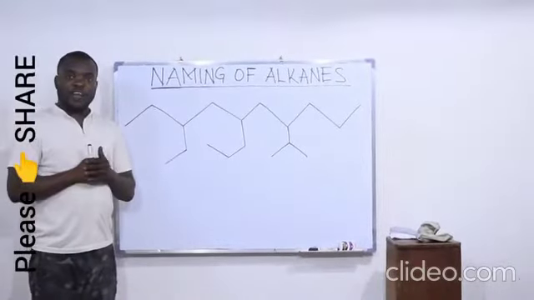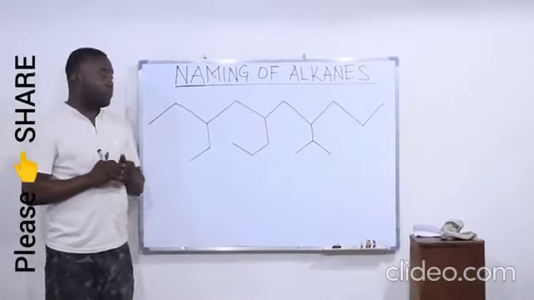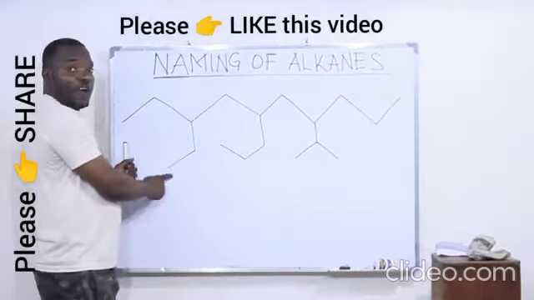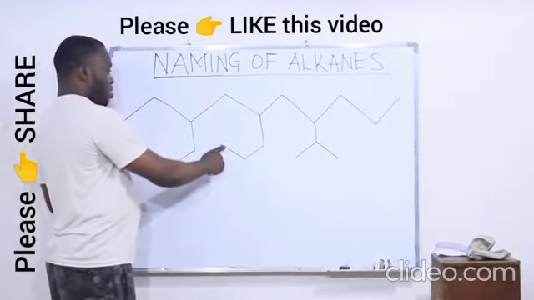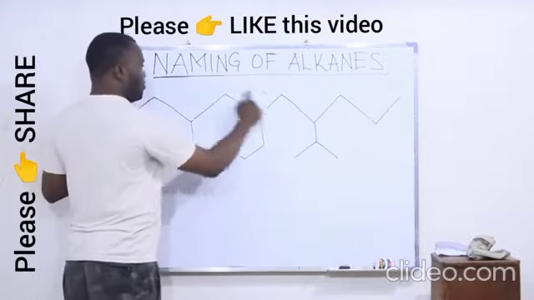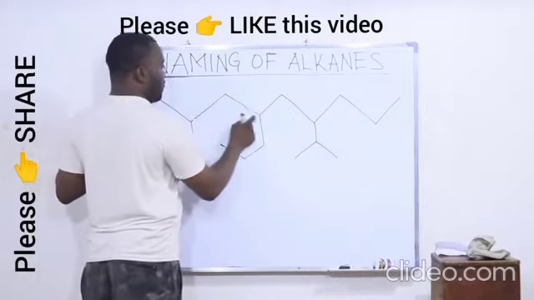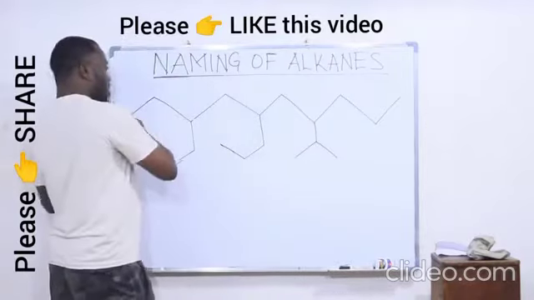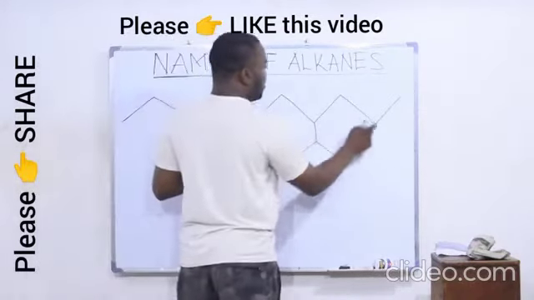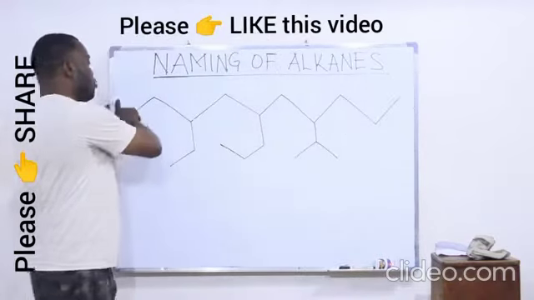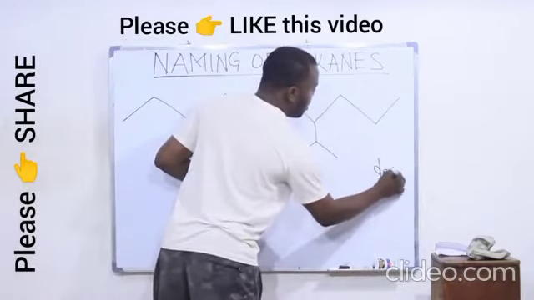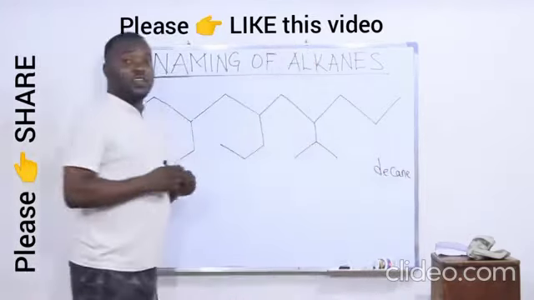Rule number 1 says identify the longest continuous carbon chain. Our longest chain, if I take this direction, I will have 1, 2, 3, 4, 5. If I take this direction, I will have 1, 2, 3, 4, 5, 6, 7, 8. If I take this direction, I will have 9. If I take the horizontal direction, I will have 1, 2, 3, 4, 5, 6, 7, 8, 9, 10. So my longest chain is the horizontal line, which is 10. And 10 is called decane. So my longest chain is decane.